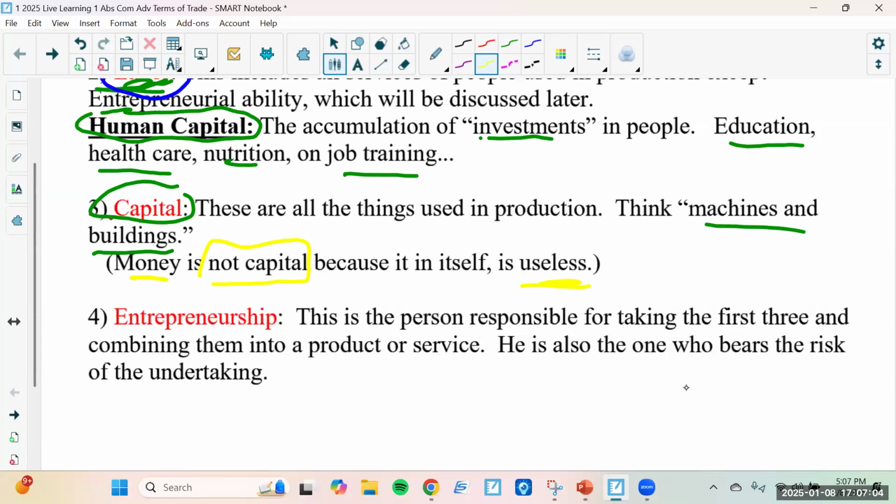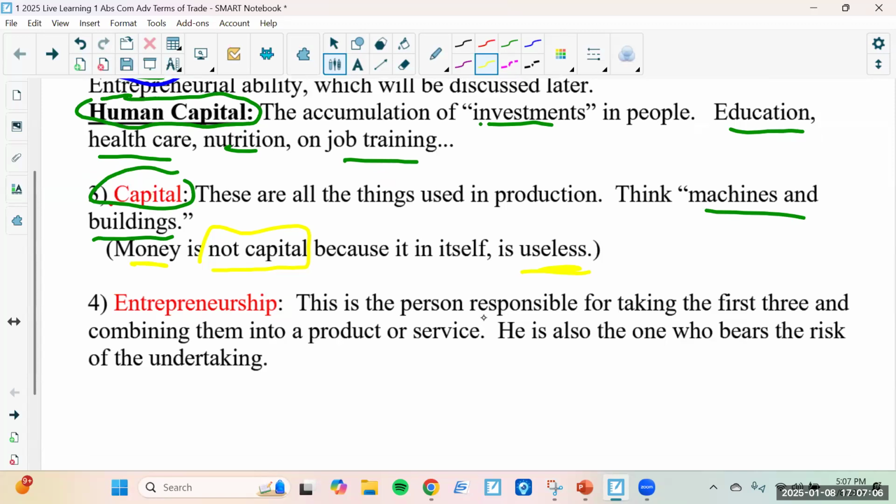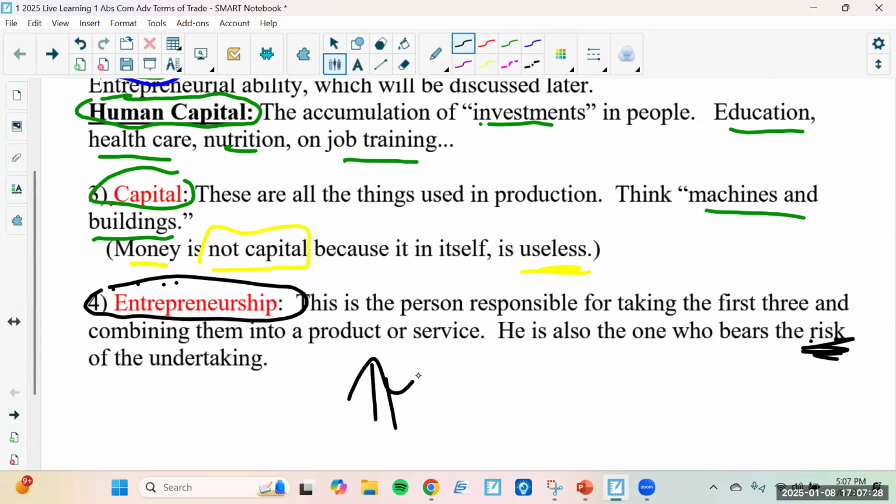Okay, so anyways, the last factor of production is the entrepreneur. The entrepreneur is the owner. He's the one, or she's the one, that takes the original three factors of production we talked about here, land, labor, and capital, and puts them together to start a business. That's the entrepreneur. The entrepreneur is responsible for starting a business. The entrepreneur is the one who bears the risk. They're the risk taker, and because of that, they're the profit seeker.